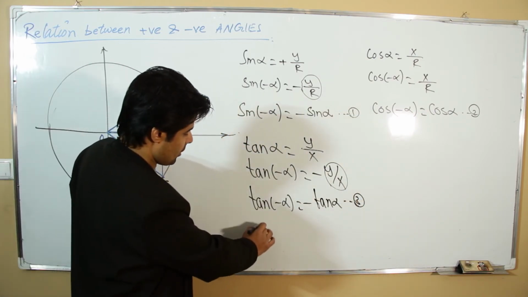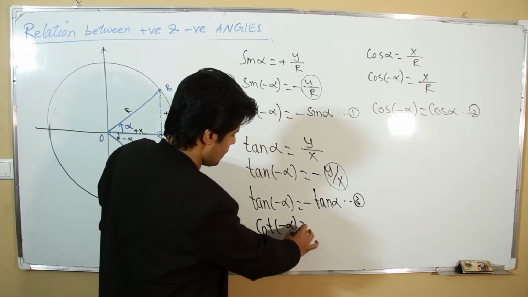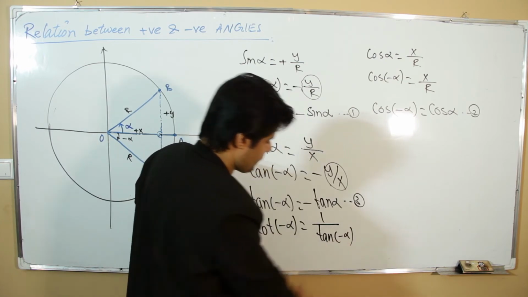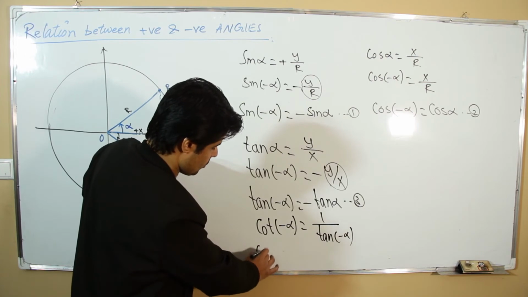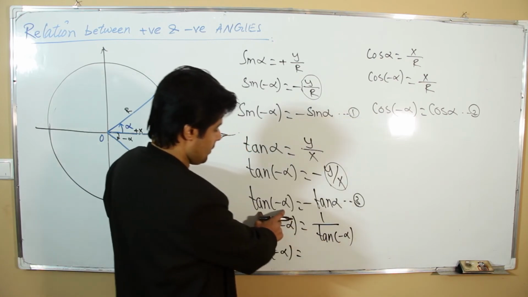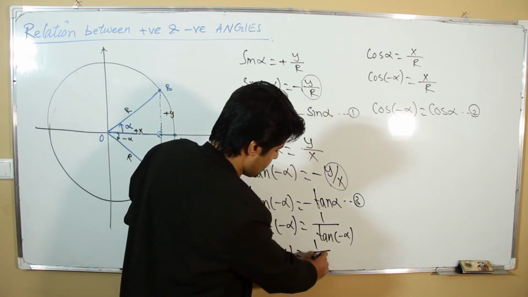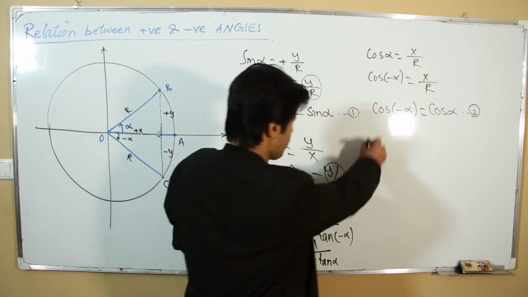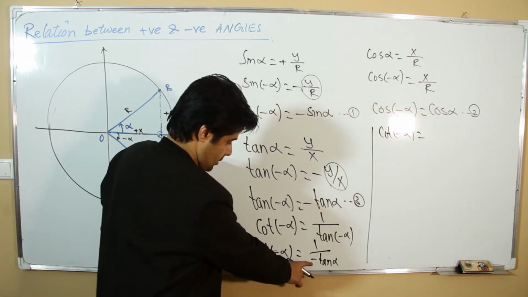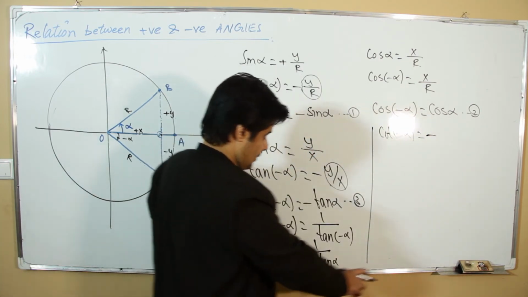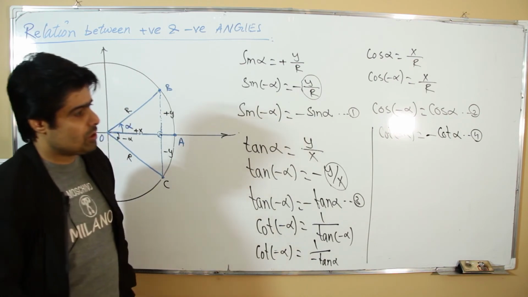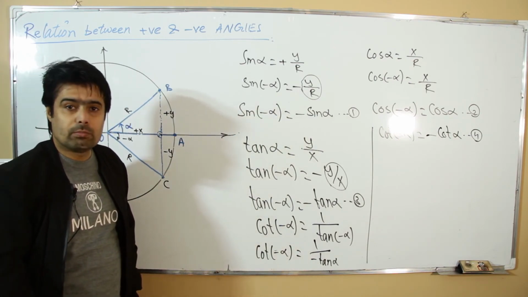Like this one, cotangent of negative alpha. This one is 1 divided by tangent of negative alpha. Am I right? Yes. So cotangent of negative alpha is 1 divided by tangent of negative alpha, which is minus tangent of alpha. So 1 divided by minus tangent of alpha. We can say that cotangent of minus alpha is positive divided by negative, it's negative. 1 divided by tangent is cotangent. This is your fourth equation. Cotangent of negative alpha is equal to minus cotangent alpha.